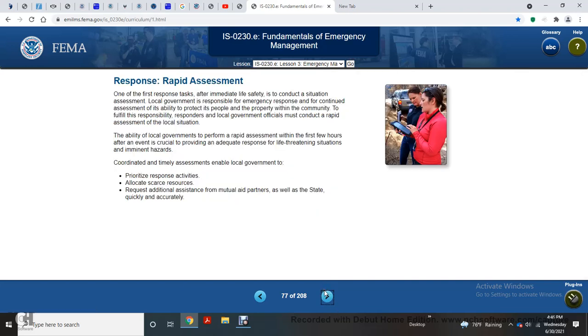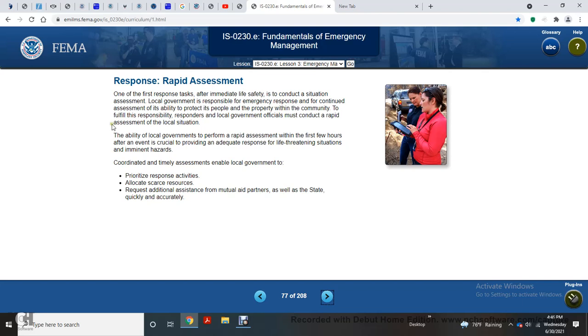Response: rapid assessment. Within the first response, staff immediately address life safety and conduct a situation assessment. The local government responsible for the emergency response continues with the assessment and works to protect people and property within the community. Local government officials may conduct a rapid assessment of the local situation.